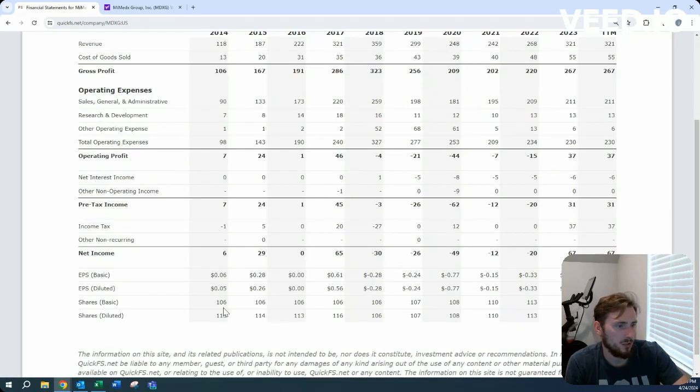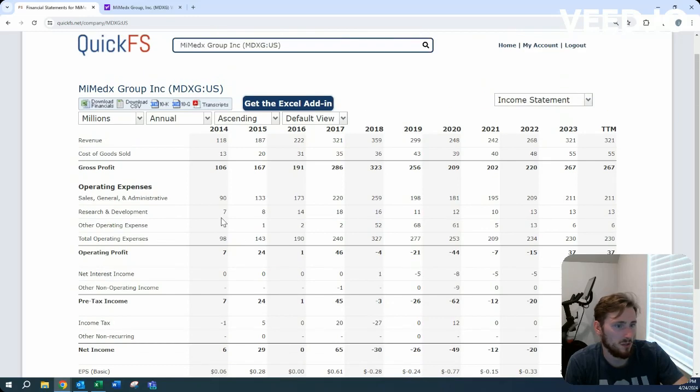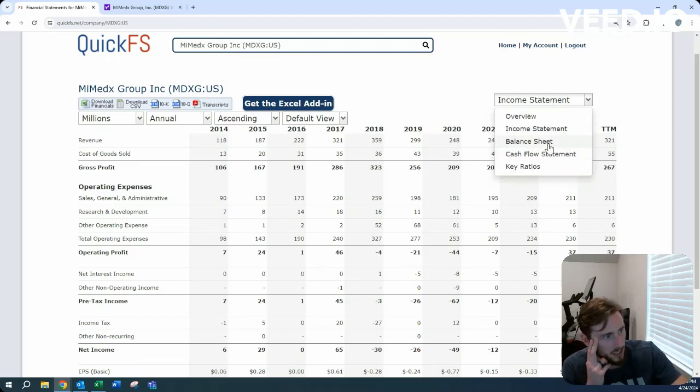Their income statement shows a little bit of increase in shares to fund the business. Otherwise, just what we were saying, quite a bit of sales, general, admin. R&D is going up, which is good, but it's really their sales, general, admin going up so much in relation to their gross profit being so high.